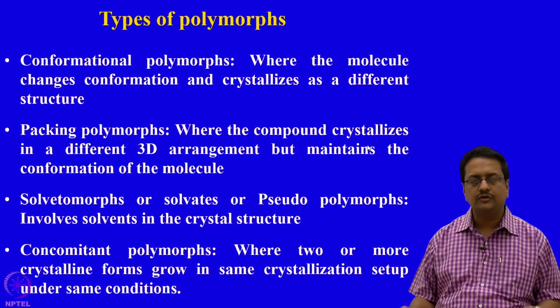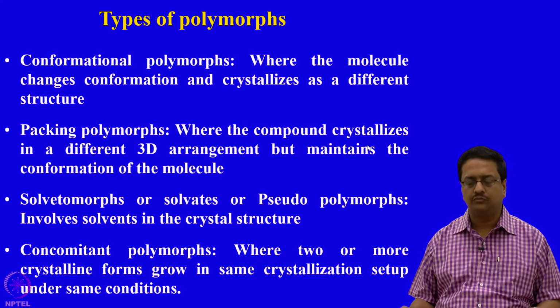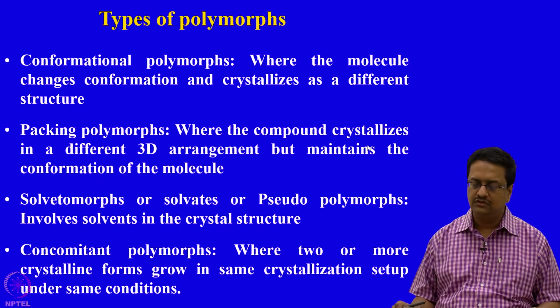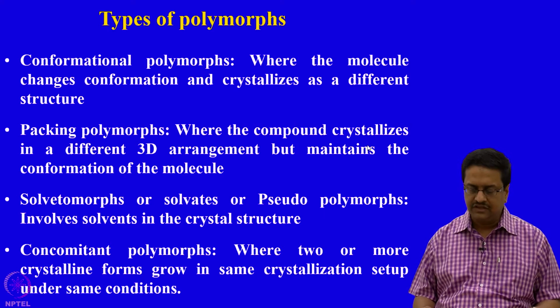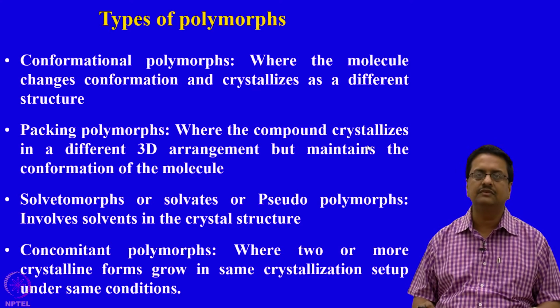And lastly, the concomitant polymorphs, where two or more crystalline forms may grow in the same crystallization setup under the same conditions. So, these are like twins. These are growing from the same solvent under the same temperature and pressure and the same conditions of rate of evaporation.